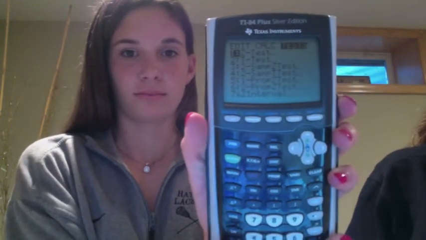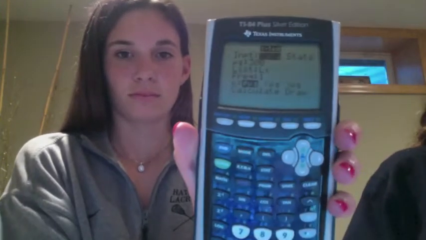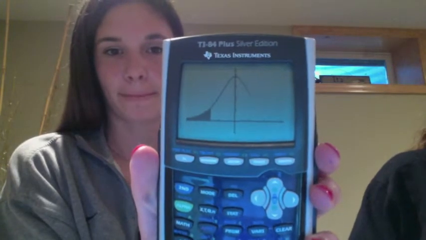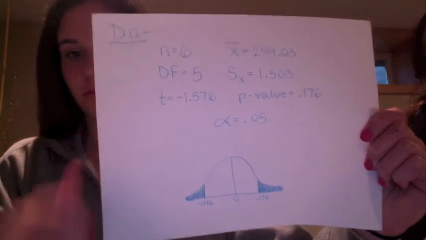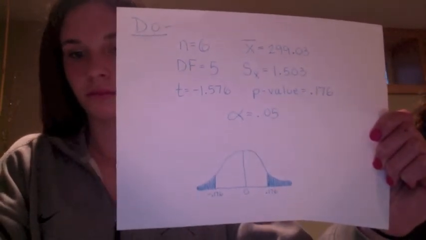The last part of the do is drawing the curve. So, hit Stats, Tests, number 2, then scroll down and over to hit Draw. This is what the normal distribution curve should look like. And then this one. So overall, including the curve, this is what the do section of your hypothesis test should look like.